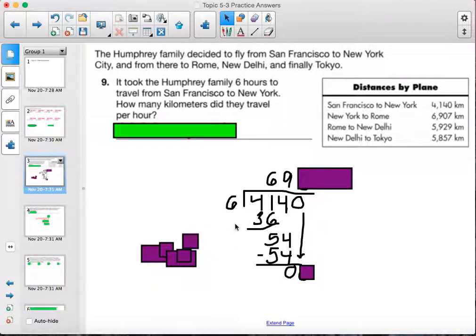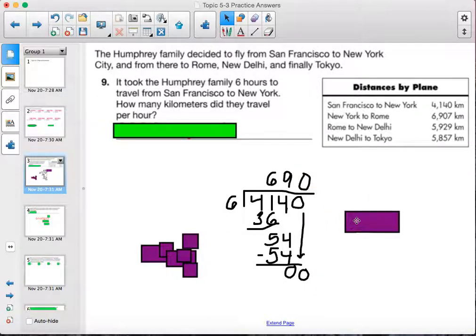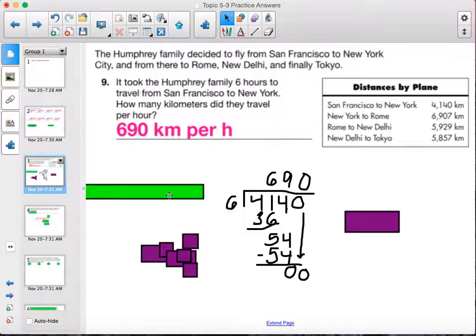And now in this situation, we are not done with our quotient yet because we still have the ones place value to deal with. So in this case, we bring down the 0, and now we have 6 will go into 0 times, so our answer is 690 kilometers per hour. And you should have km per hour. If you did not, put it in with your correcting marker.